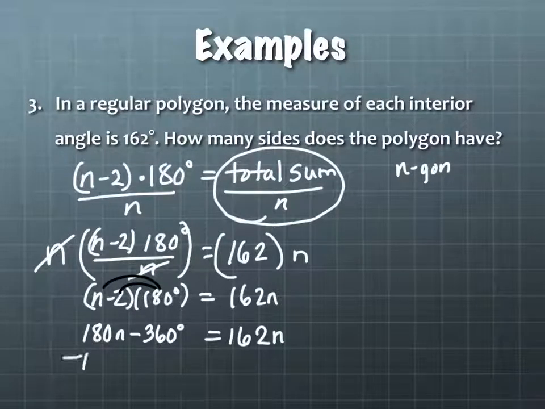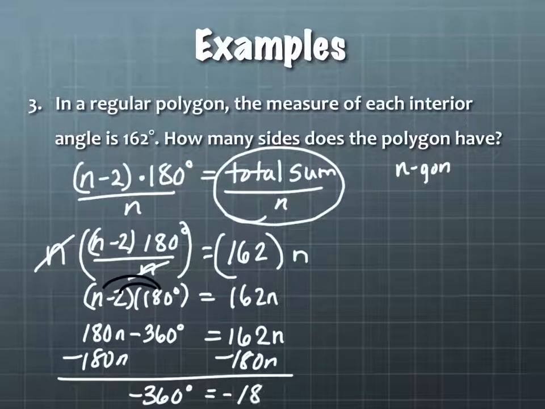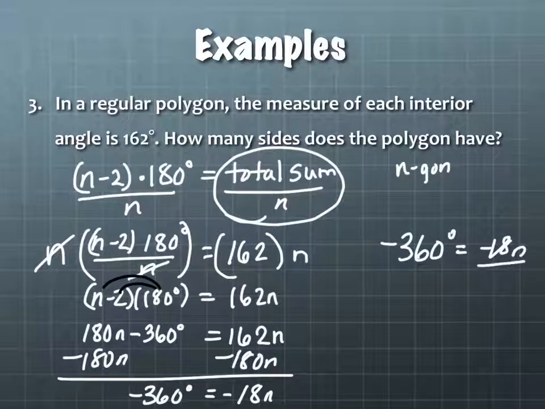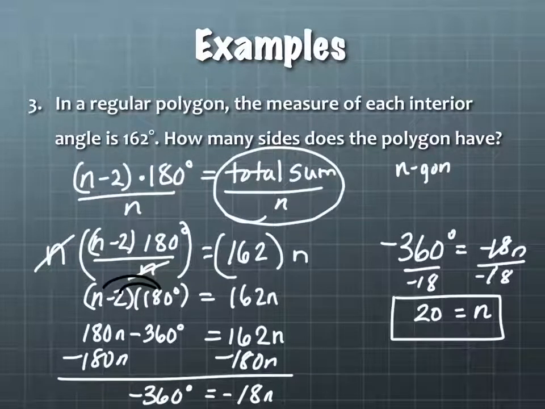Okay, subtract the 180n. So I've got negative 360 on the left. What's 162n minus 180n? Negative 18n. Then what would I do? Okay, so what is negative 360 divided by negative 18? 20. There are 20 sides in this regular polygon.